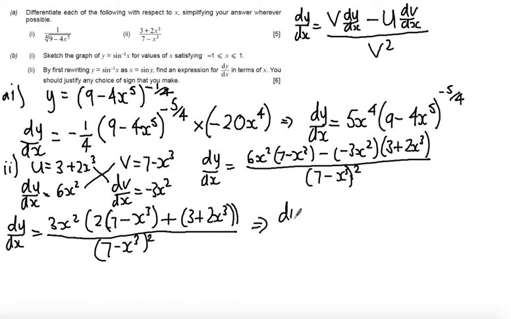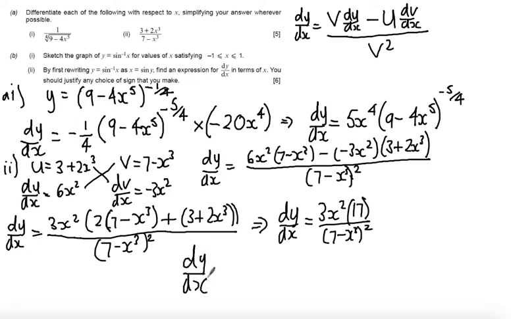I can tidy this up just a little bit more. dy by dx equals 3x squared times 2 times 7. Well, the important bits here are going to be 2 times minus x cubed. It's going to give you minus 2x cubed, and it's going to cancel with the plus 2x cubed. So all that's going to be left is 2 times 7, which is 14, plus 3. So we're going to get left with 17 inside the bracket over 7 minus x cubed squared, and then I can just expand that out to give me dy by dx is equal to 51x squared over 7 minus x cubed all squared.